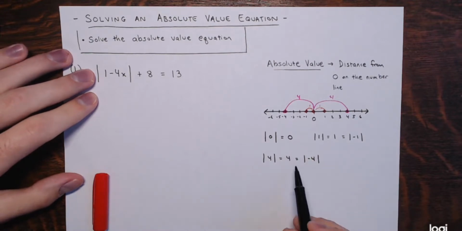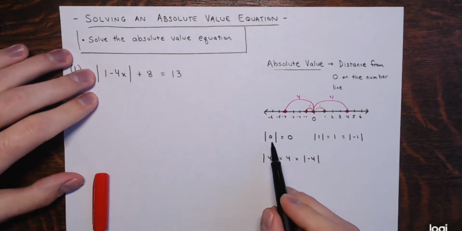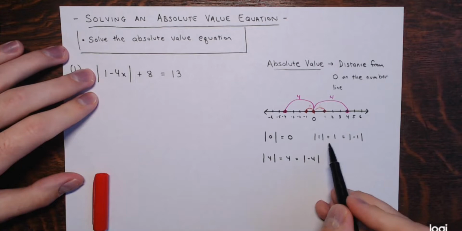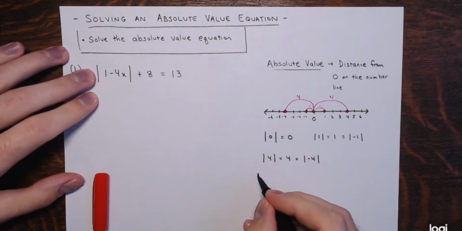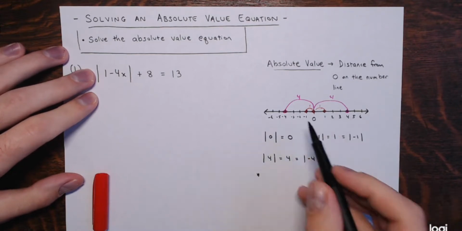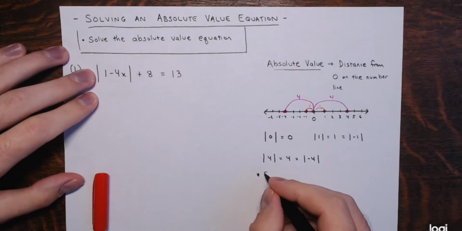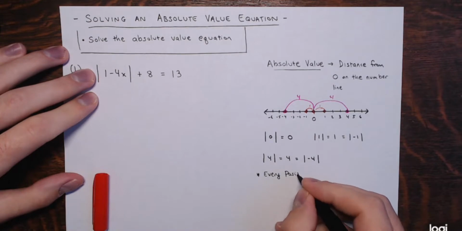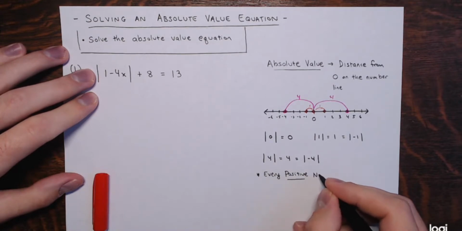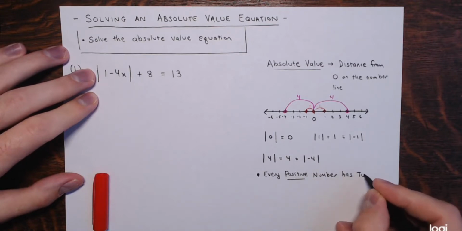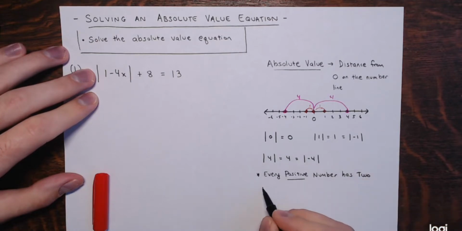So for any other positive number, I'll say this as a note: every positive number has two numbers with that absolute value, one positive and one negative. So every positive number has two real numbers with that absolute value.